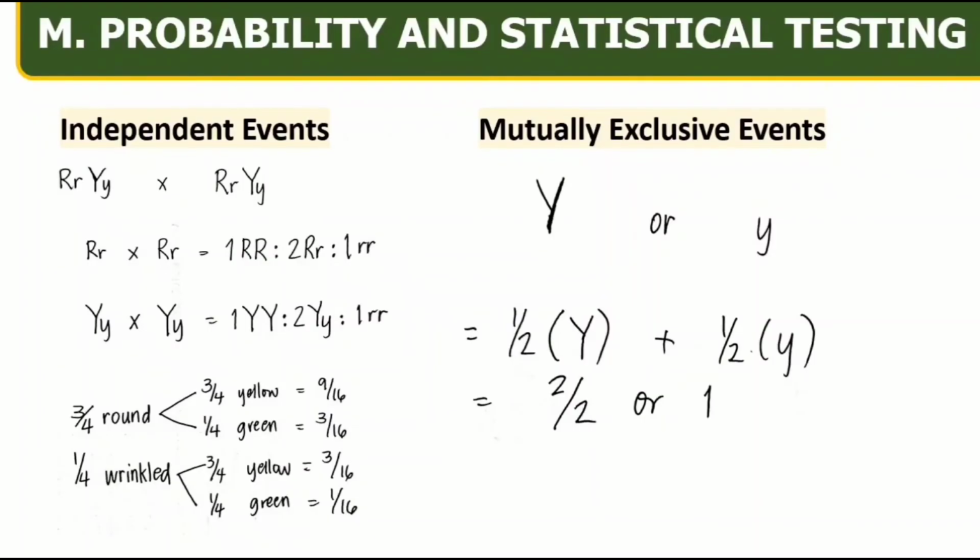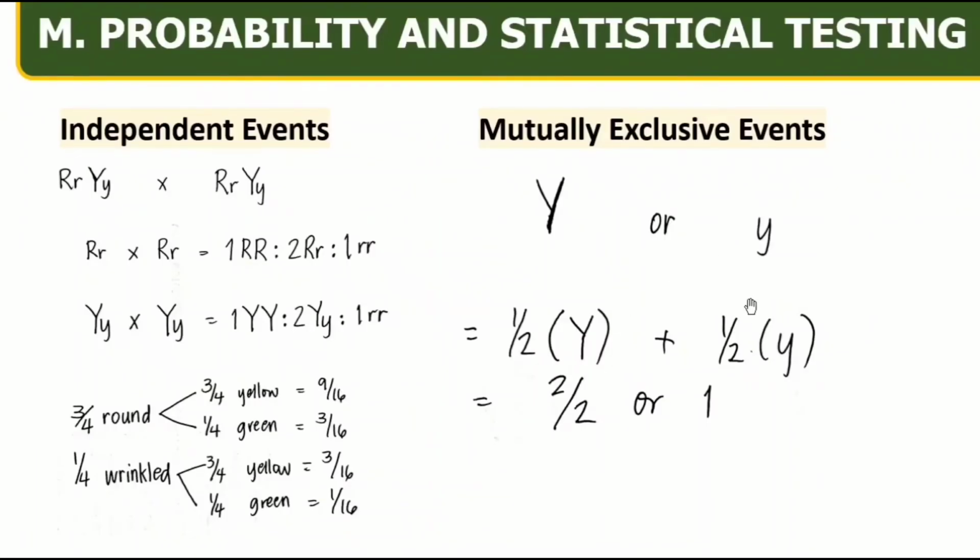Say for example, we consider the gene Y. What is the probability that the gene Y will be inherited? What is the probability that the recessive y will be inherited? Since dalawa lang naman sila, yung probability ng dominant y ay 1/2, yung probability ng recessive y ay 1/2.